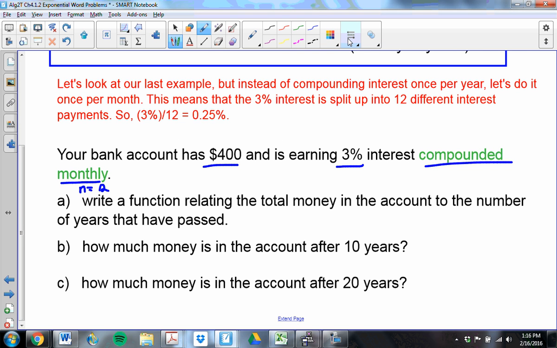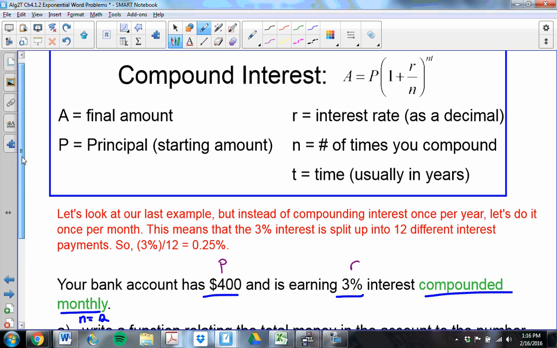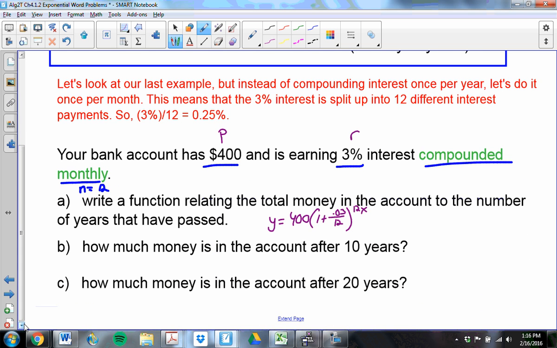Well, so we have, this is our principal, this is our interest rate. We had our N is 12, so our function is y equals 400 times 1 plus 0.03 over 12 to the 12x. I just plugged the 12s in for the n's. Plugged 12 in here and here. Everything else stayed the same. So how much money is in the account after 10 years?